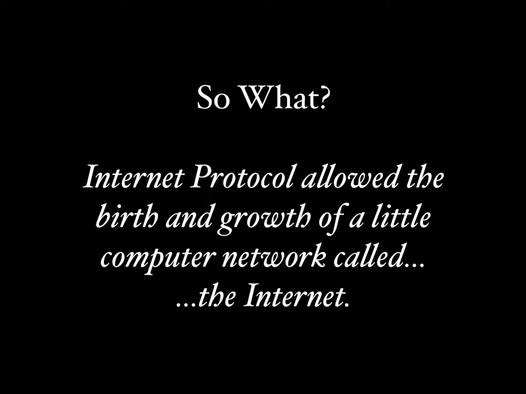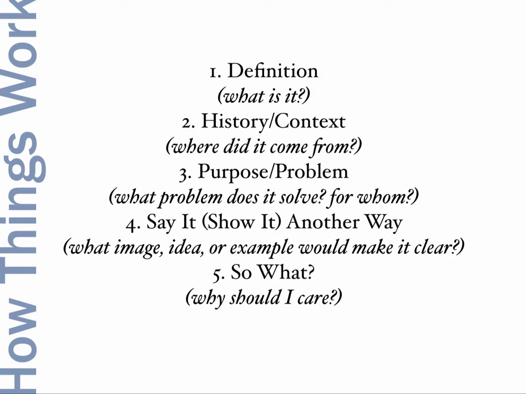So Internet Protocol actually allowed for the birth and growth of a little computer network we like to call the Internet. So this was the basis for everything that made the internet possible. It created a super network of supercomputers across the United States and around the world. And Internet Protocol is the very same thing right now that's helping information get from me to you through a complex and erratic network. So that's it. That is a 5-slide How Things Work presentation. You're going to create one of these yourself, remembering that you need first a definition, second some history and context, 3 purpose or problem, 4 a way of saying it or showing it another way, and then finally leaving us with a message of so what?